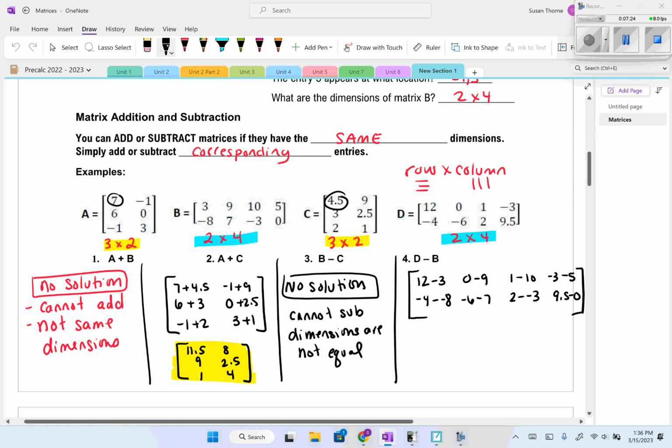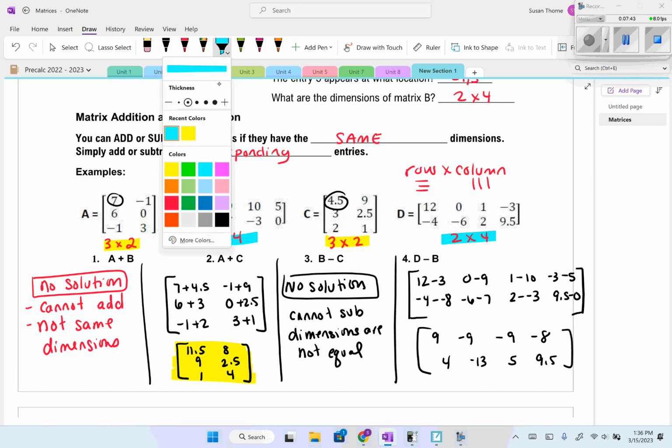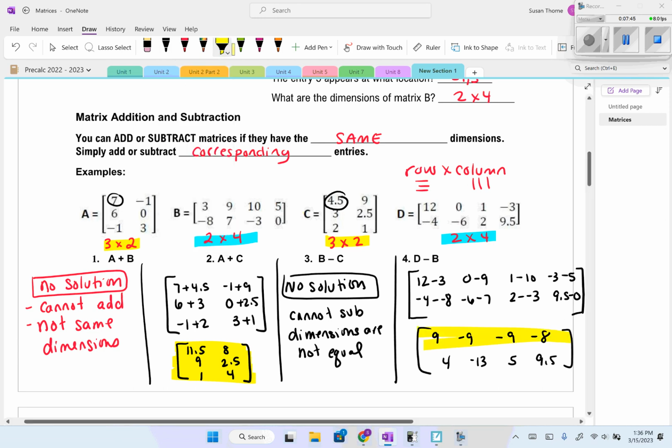So then we end up with our answer matrix. 12 minus 3 is 9, and then negative 9, negative 9, negative 8, 4, negative 13, 5, and 9.5. So that would be our answer matrix.